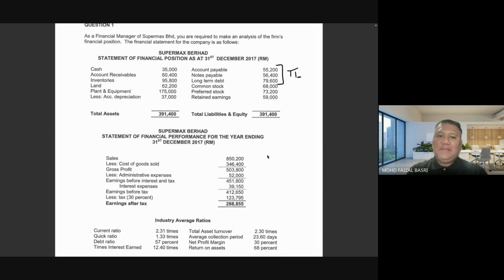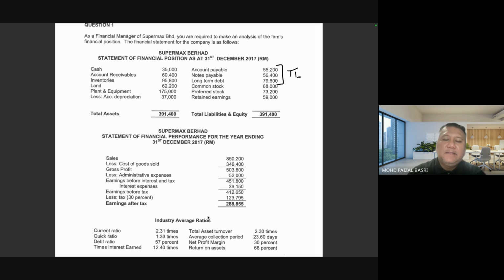So we can see that Supermax Berhad's total asset turnover is lower than the industry average. That indicates that the company ataupun the firm is less efficient ataupun less effective to convert its total asset into sales. Okay, sebab dia punya ratio lagi rendah kan, so dia less effective lah in converting total asset into sales. Okay, 2.17 versus 2.30 kan. So we can use the word macam tadi lah, less effective, ataupun kalau dia punya ratio lagi tinggi, kita boleh kata dia lagi more effective lah in converting total assets into sales.